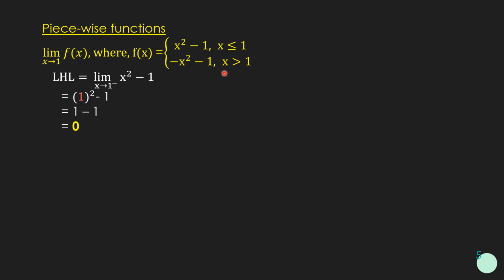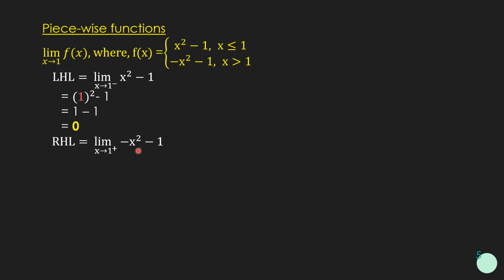Now x is approaching 1 from right hand side, and when it is approaching 1 from right hand side, the function defined is minus x square minus 1. So for finding right hand limit, we will choose this function. So right hand limit will be limit of minus x square minus 1 as x approaches 1 positive.